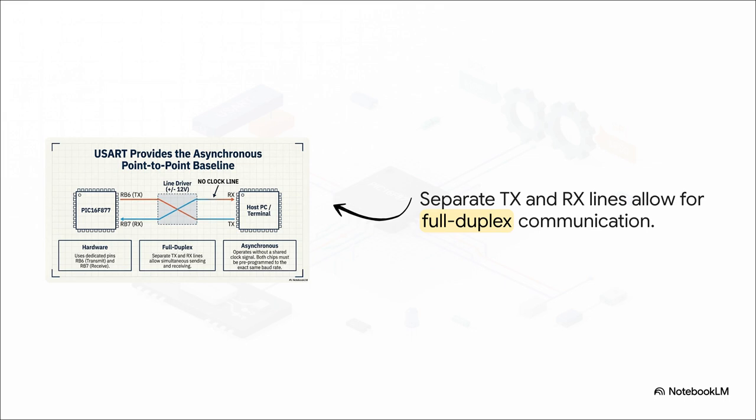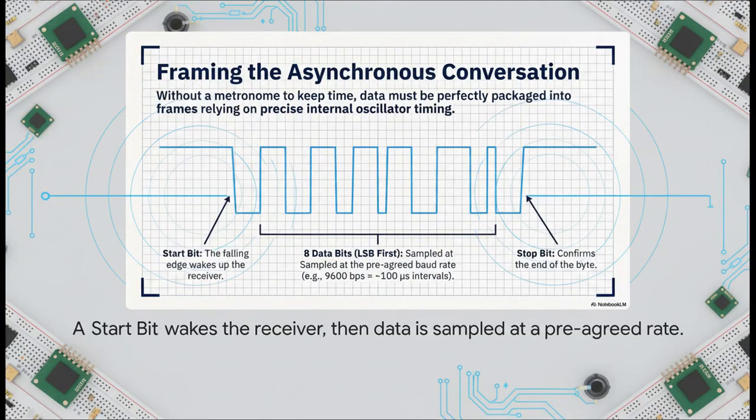But wait a second, take a closer look. What's missing? There's no clock line. So how do they stay in sync? Well, that's because this whole thing is asynchronous. So if there's no clock, how on earth does this work? It all comes down to this really clever data frame.